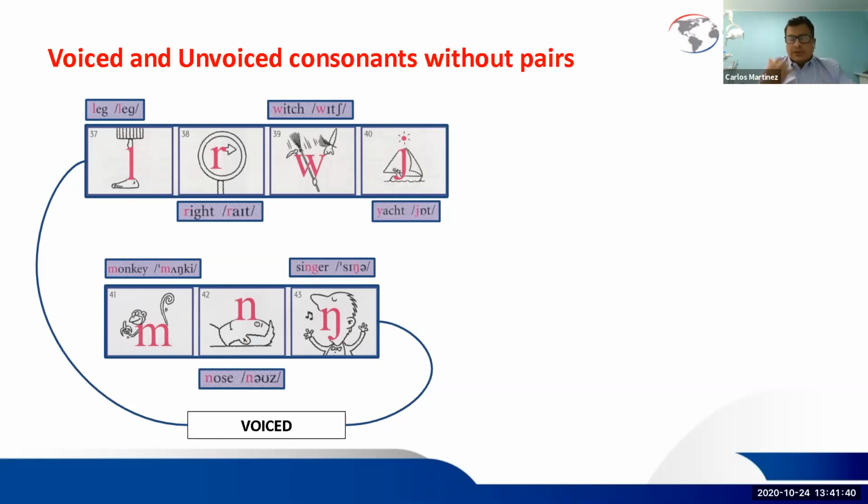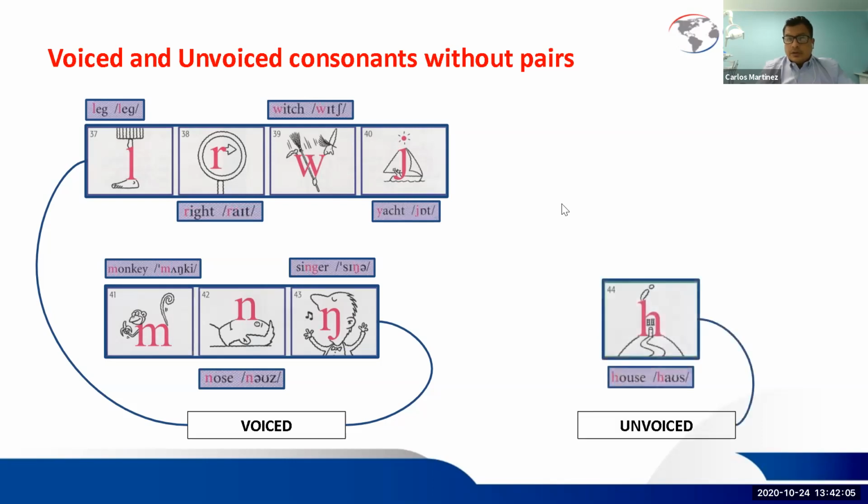Their position of the mouth and the teeth is individual for each of these. L, R, W. Like I said, M, closed mouth. N, open mouth. So each of these sounds is produced individually in a different way. They don't have a pair where it's voiced, unvoiced. And the other one that is unvoiced is, like I said before, the sound like in house. It's the only one with no vibration.